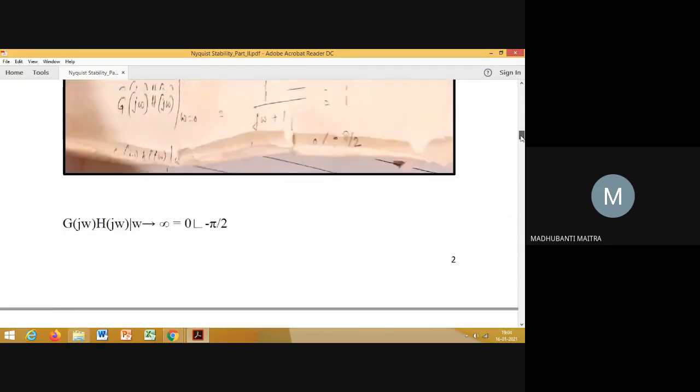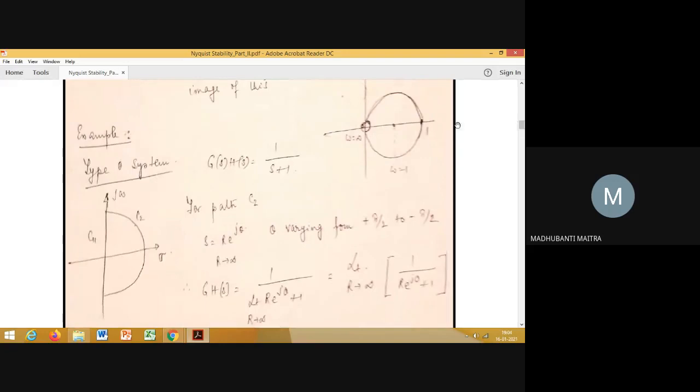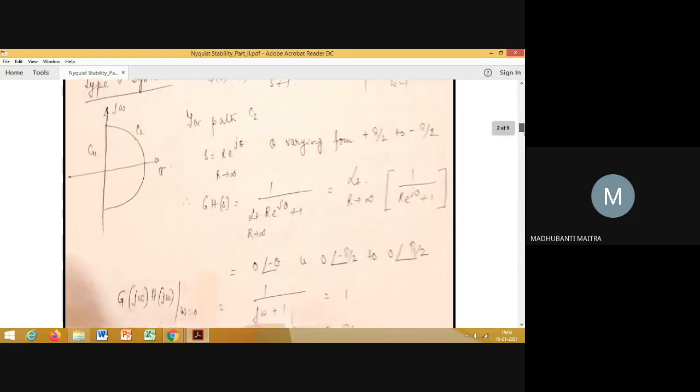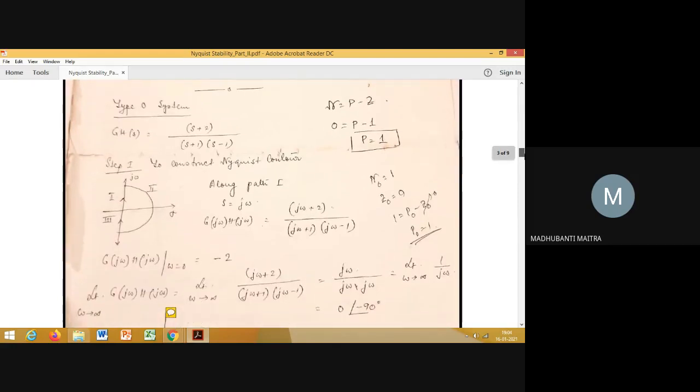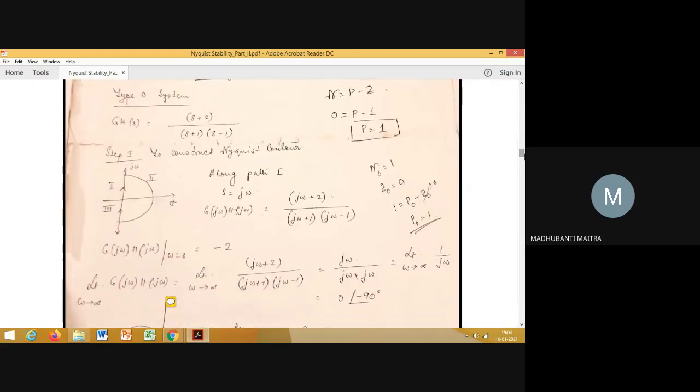For that, we got this value 0.5 minus 0.5j, and hence it's clear that path 1 will move through this fourth quadrant, 0.5 minus j0.5, right? That's why to predict the nature of the path, you'll have to take 5 to 6 frequency points to actually predict the nature of path 1. Yes, ma'am.